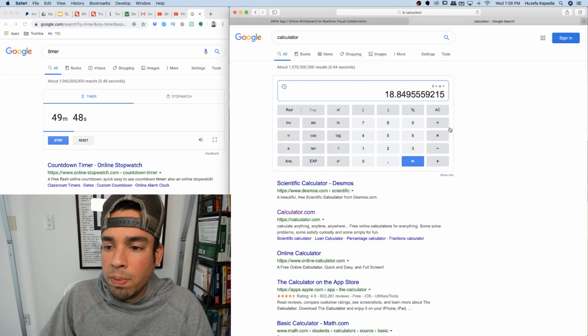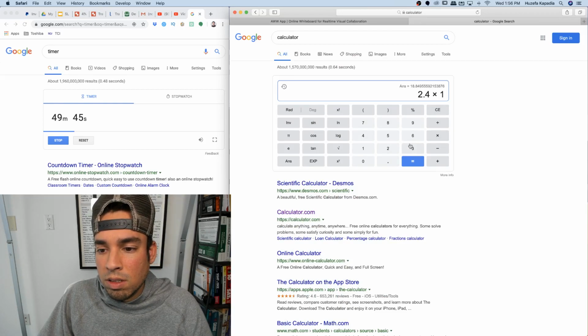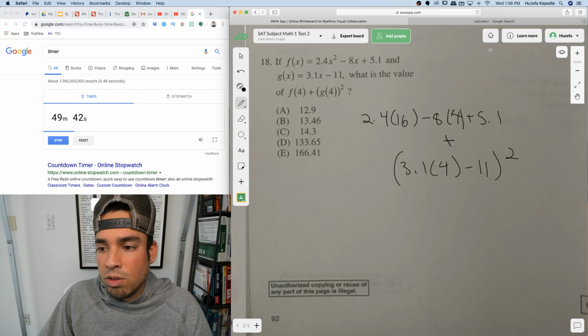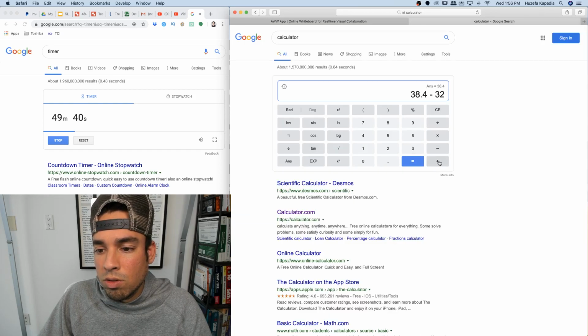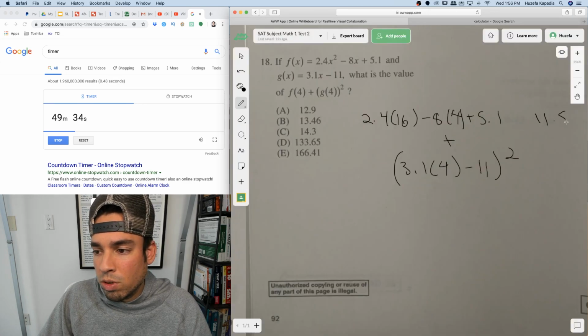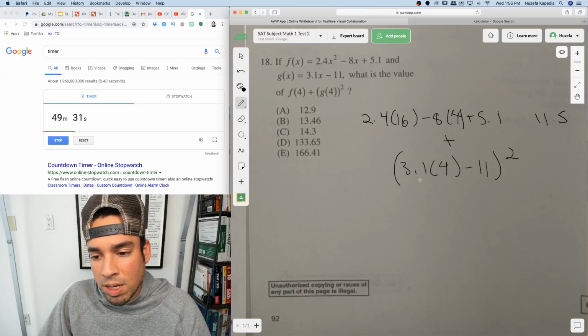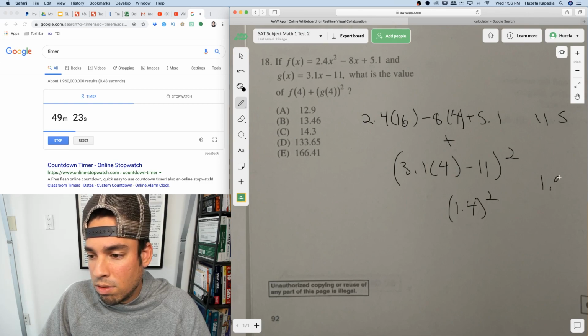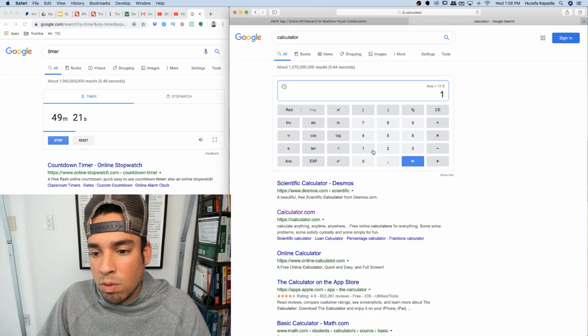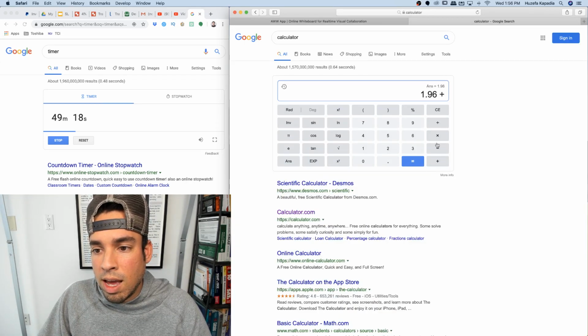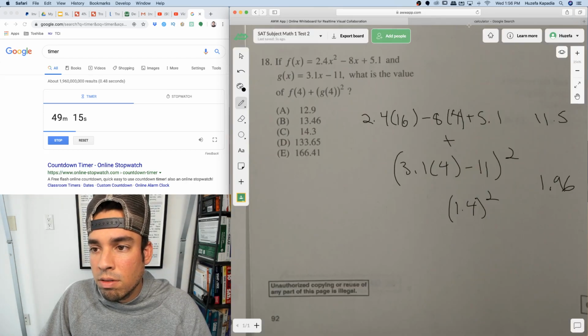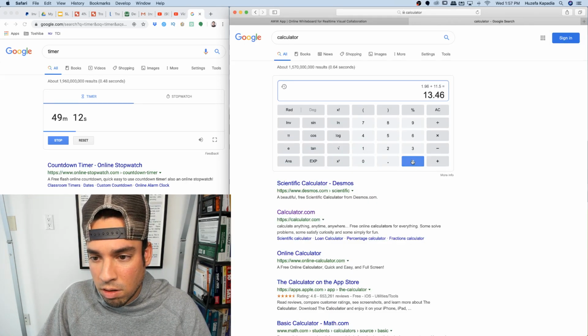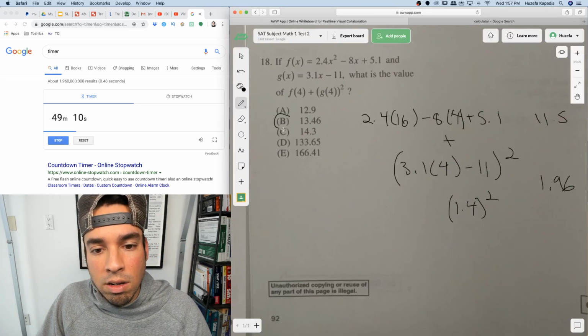And then we just add these together. So 2.4 times 16 minus 32 plus 5.1 equals 11.5. Just got to make sure we're really good on the calculator here. And then this is 3.1 times 4. I can do that in my head. 12.4 minus 11 is 1.4. Squared is 1.96, I believe. Let's double check. 1.4 squared, and then that plus 11.5 is 13.46. Yeah, all right, I'm pretty confident in that.